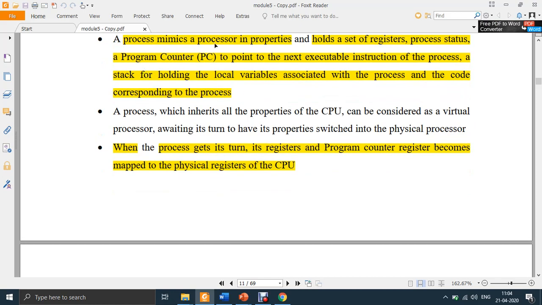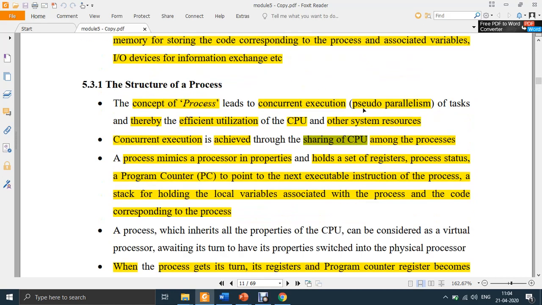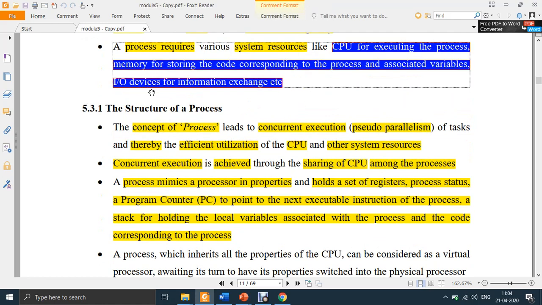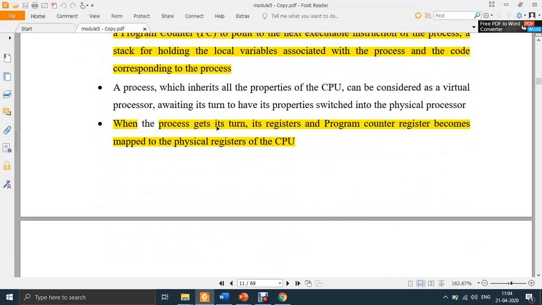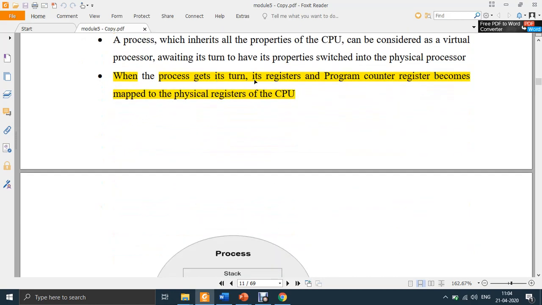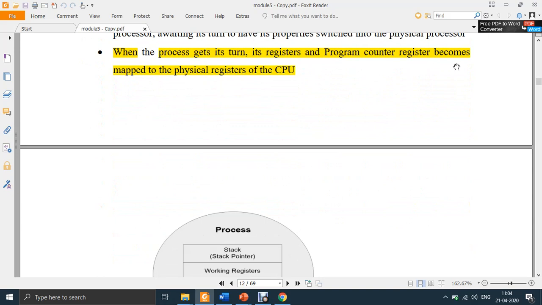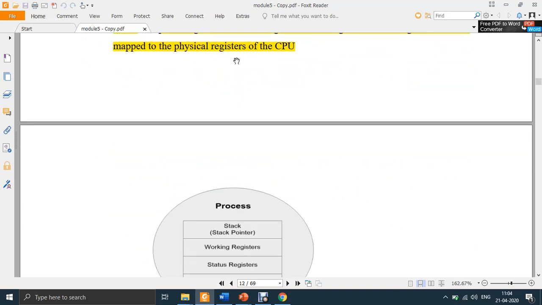The process mimics the processor in its properties, because a process will have the position of CPU, the position of memory, and the position of IO, which is nothing but a process. That is why it mimics. Mimics means, you know about mimicry, right? Some person will mimic some other person like that. When a process gets its turn, its register and memory program counter registers become mapped to physical registers of the CPU.